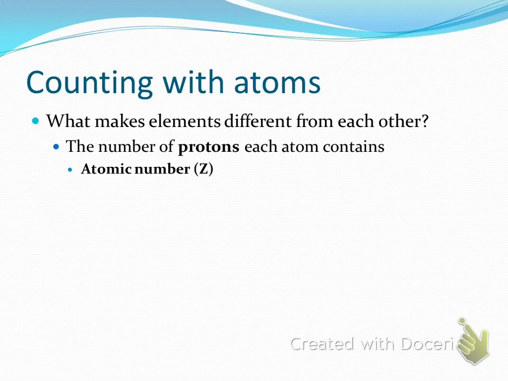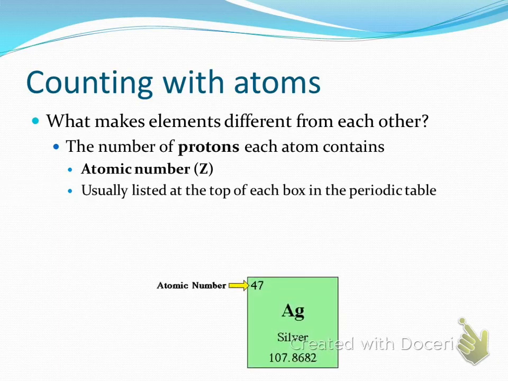16 protons, it's sulfur. If I remove a proton, do I have sulfur with just a -1 charge? No, what do I have? Phosphorus. Good. So if we remove that proton, it changes the element completely. So on the periodic table, it's usually listed in the top of the box. It's always a whole number because we can't have parts of a proton, so the atomic number is always a whole number.